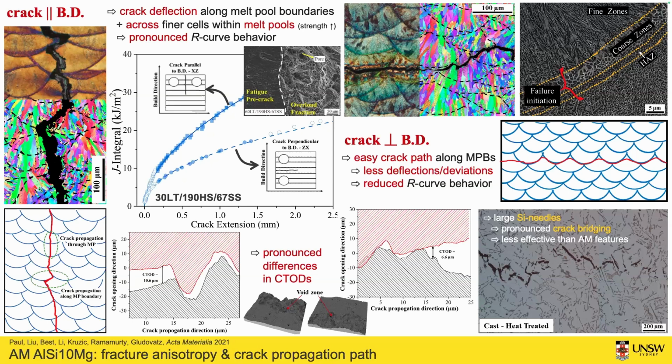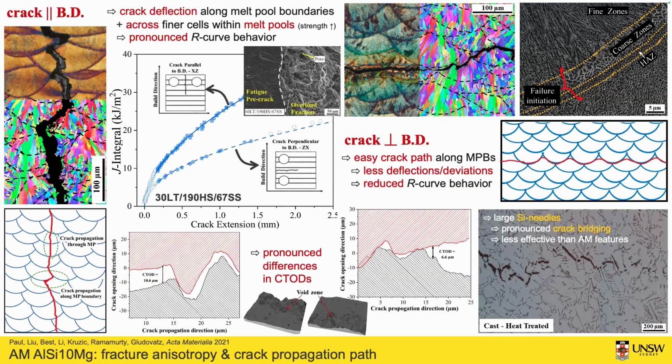as compared to the other orientation, where lots of these melt pool boundaries are available and the crack can just propagate along these melt pool boundaries, giving smaller CTODs and therefore overall lower crack resistance curve behavior. And all these mechanisms are overall somewhat more pronounced and effective than what we see in conventionally processed material, where we just get basically crack bridging by the individual silicon needles.